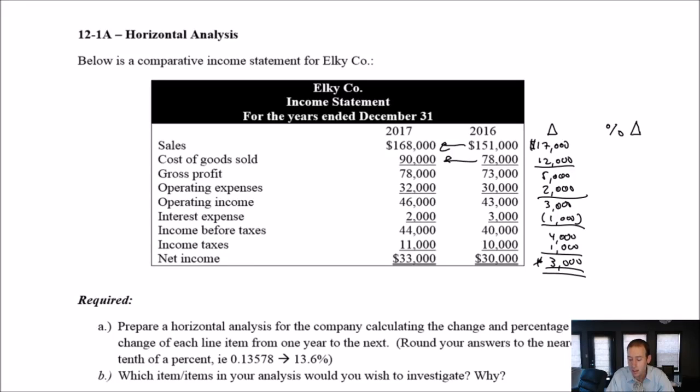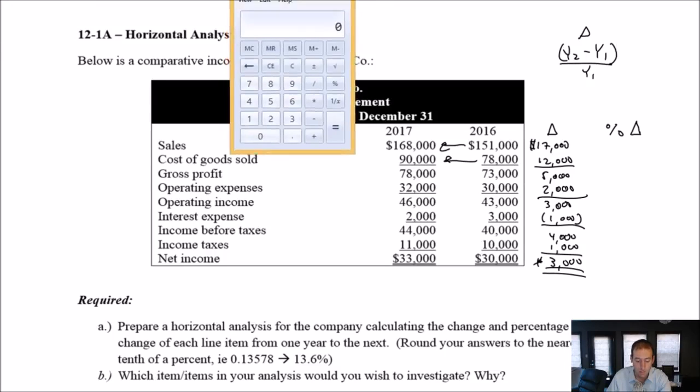To compute a percentage change, we've just done the change. Year 2, 2017, minus 2016. So it's year 2 minus year 1, the later year minus the earlier year. That's to get the change. Now to get percentage change, you just divide it by the earlier year. So in this case, it's divided by year 1. We take that change, 17 grand, and divide it by the number in the earlier year. That's all you need to do to compute a percentage change. And that's what we're going to do here.